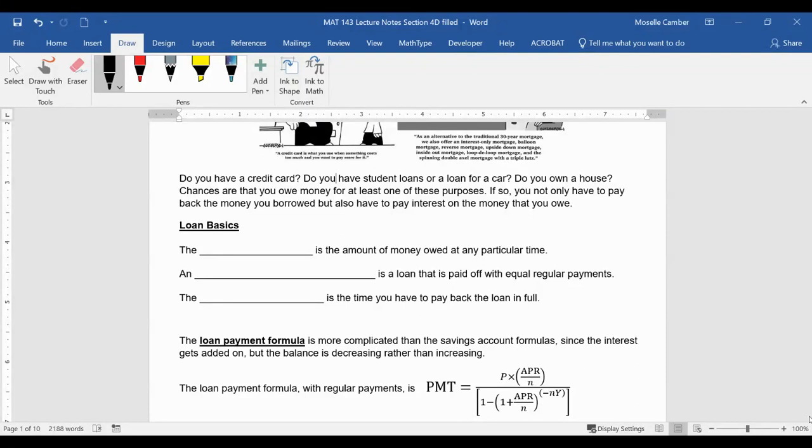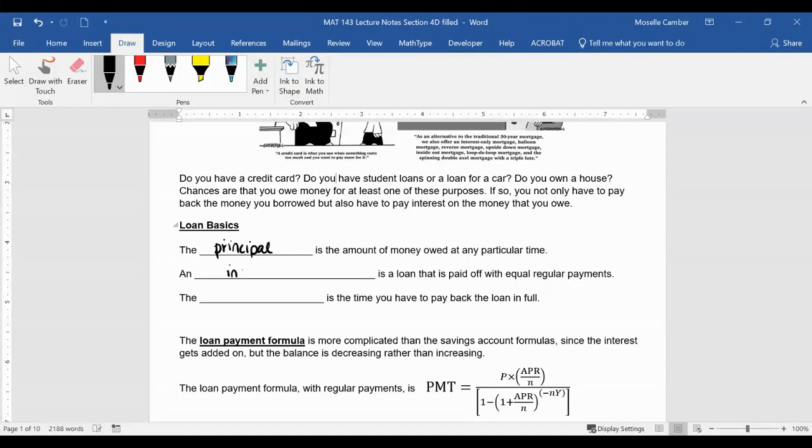So first of all, loan basics. The principal in this case is similar to the principal for our savings accounts, whereas it is the number that you start with, our principal amount. Whether that's the amount that we deposit and let sit, or the total amount of money that we put in. In this case, it's the amount that we borrow from the bank, so that beginning initial amount.